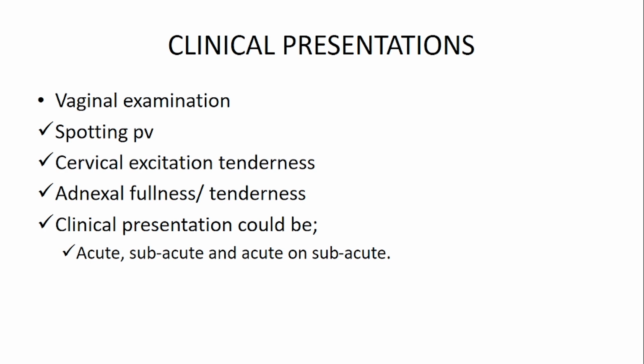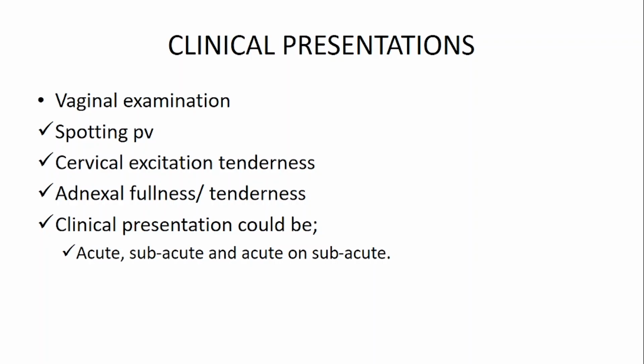It is important for us to mention at this stage that presentation can be acute, subacute, or acute on subacute. Acute in the sense that when the rent in the fallopian tube leads to massive bleeding into the peritoneal cavity, the patient may present with a fainting attack, shock, fast thready pulse, and so on and so forth, and a greatly distended abdomen. In that case, the diagnosis is very easy.